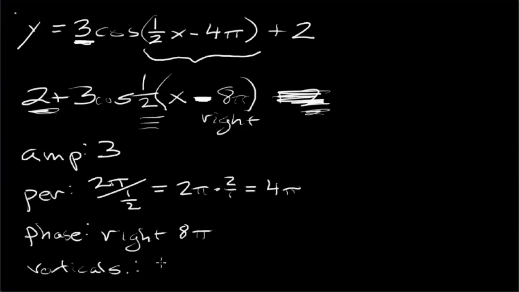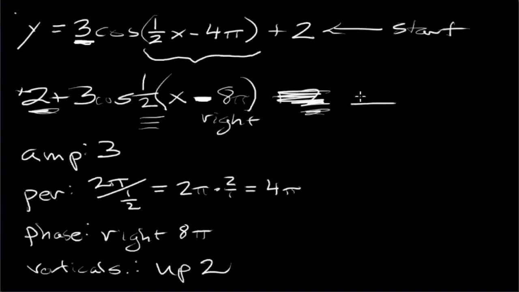But which direction does it move? What sign is right here? Even though it's not shown there, it's a positive, so it moves up 2. Things outside the function do exactly what they look like they do. Okay, so starting with this function, that was what we started with.